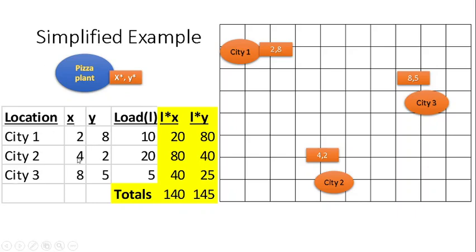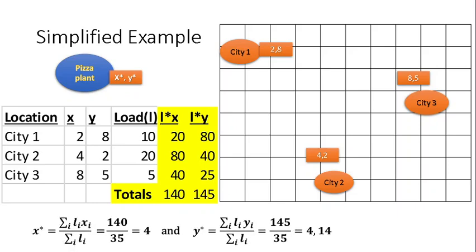So if we build a table like that with the cities, the x and y coordinates in separate columns, the loads, as before, are 10, 20, and 5. Then we start by multiplying the load times the x coordinate and the load times the y coordinate. We calculate those numbers and we find their totals. As soon as we do this, we are ready to apply the formula as before, which is, as you can see here, x star, the x coordinate of our center of gravity.